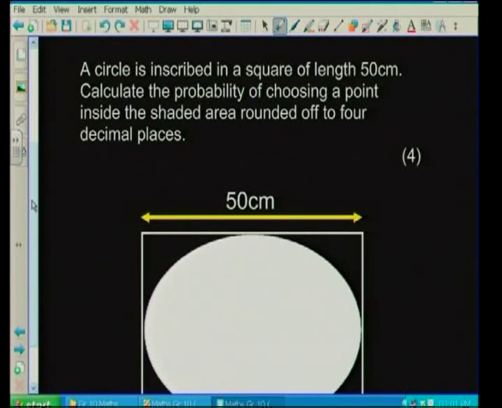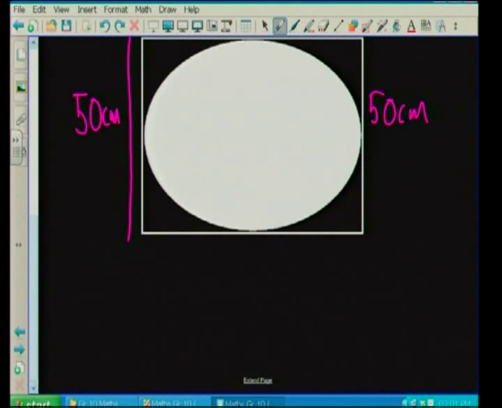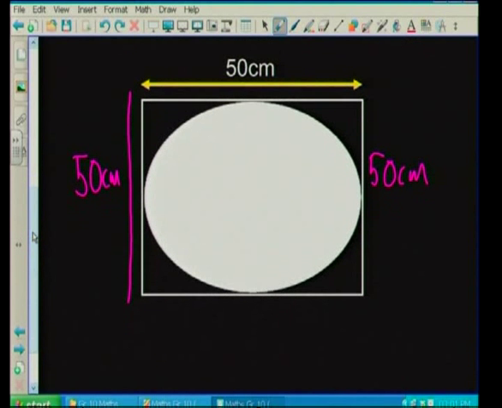The question says a circle is inscribed in a square. That means that the circle is drawn inside a square, as I can see over here. Guys, it doesn't quite look like a circle over here, but let's use our imaginations. So if that's 50 centimeters, this side is also 50 centimeters, 50 centimeters, and of course 50 centimeters at the bottom.